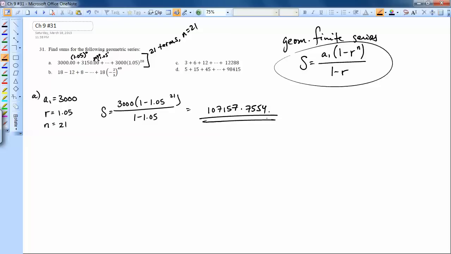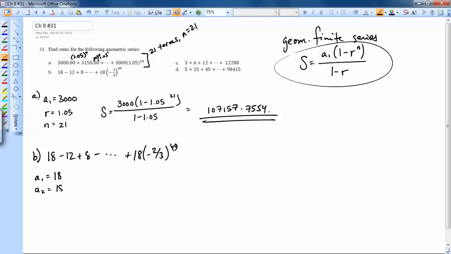Okay. All right, so let's look at B. B says 18 minus 12 plus 8 minus dot dot dot plus 18 times negative 2/3 to the 49th. Okay, so that means that the first term is 18. The second term is the same thing as 18 times negative 2/3 to the first. The nth general term would be 18 times negative 2/3 to the n minus 1. And if you think about it, that means that this is our 50th term. So n equals 50. And r, we can just tell from the whole thing, is negative 2/3.